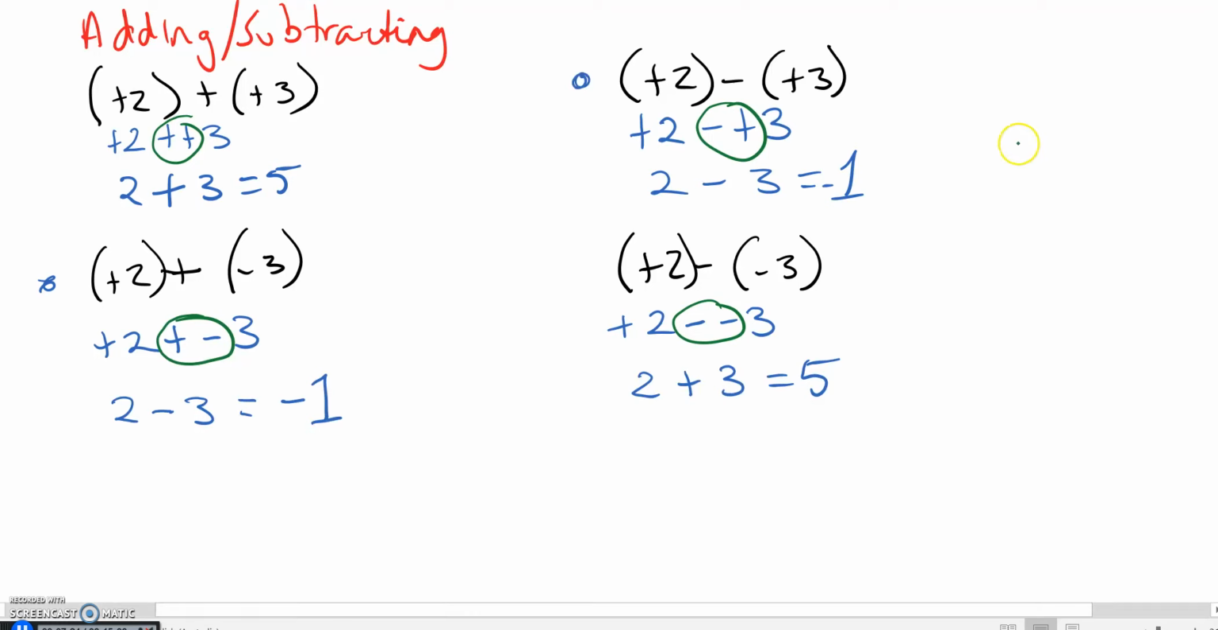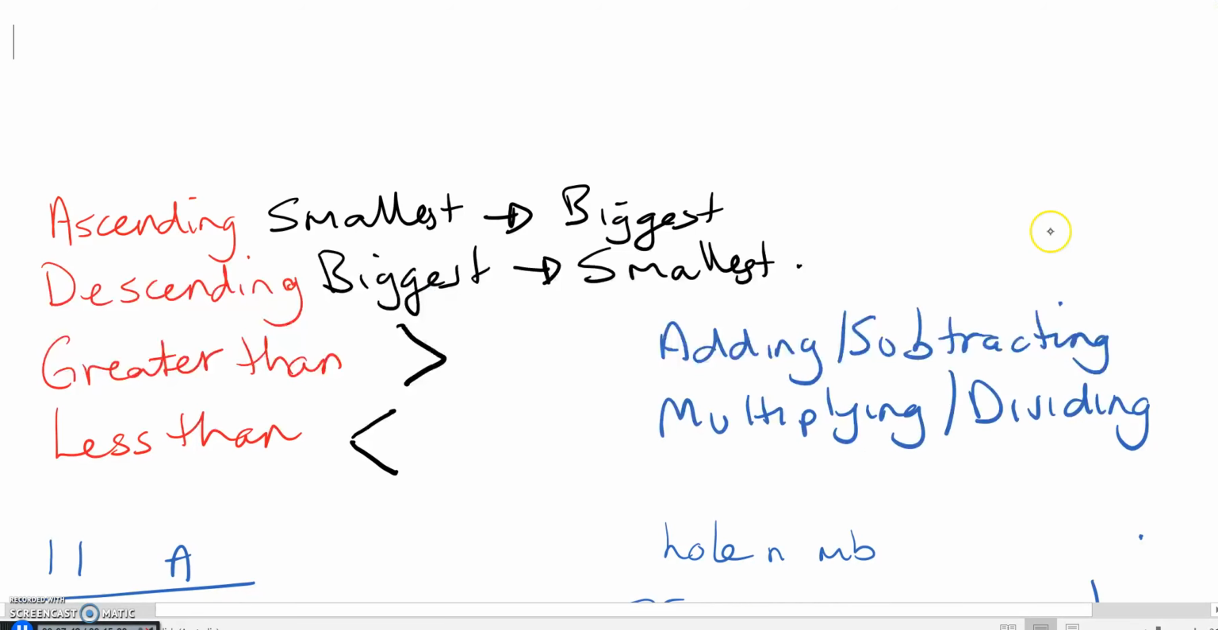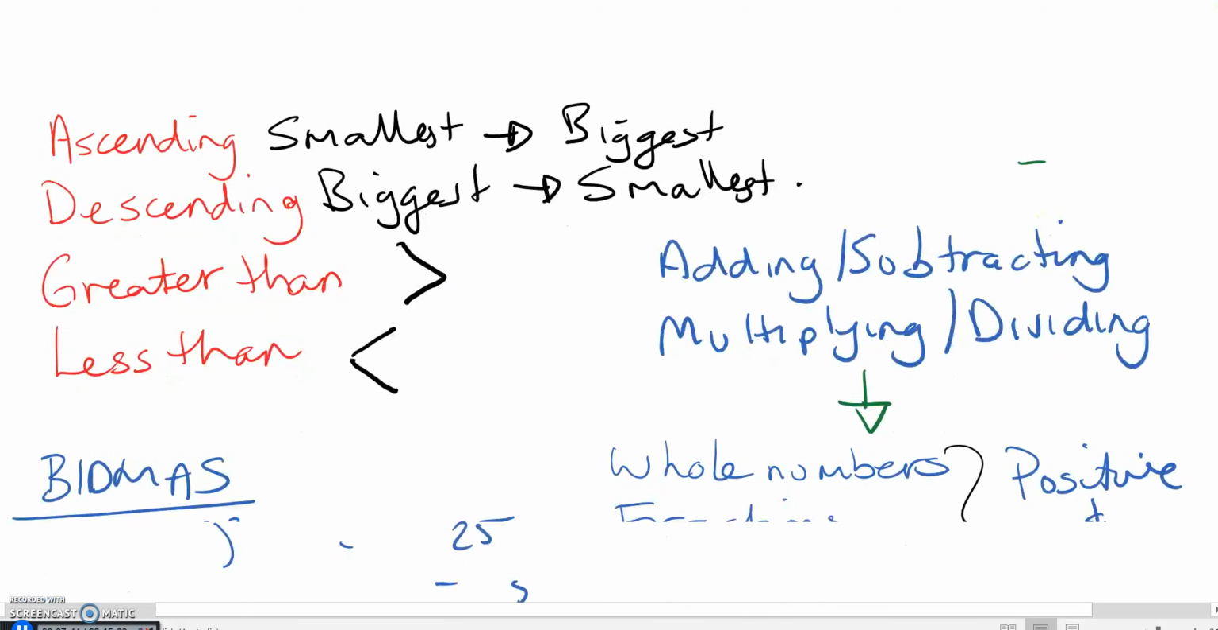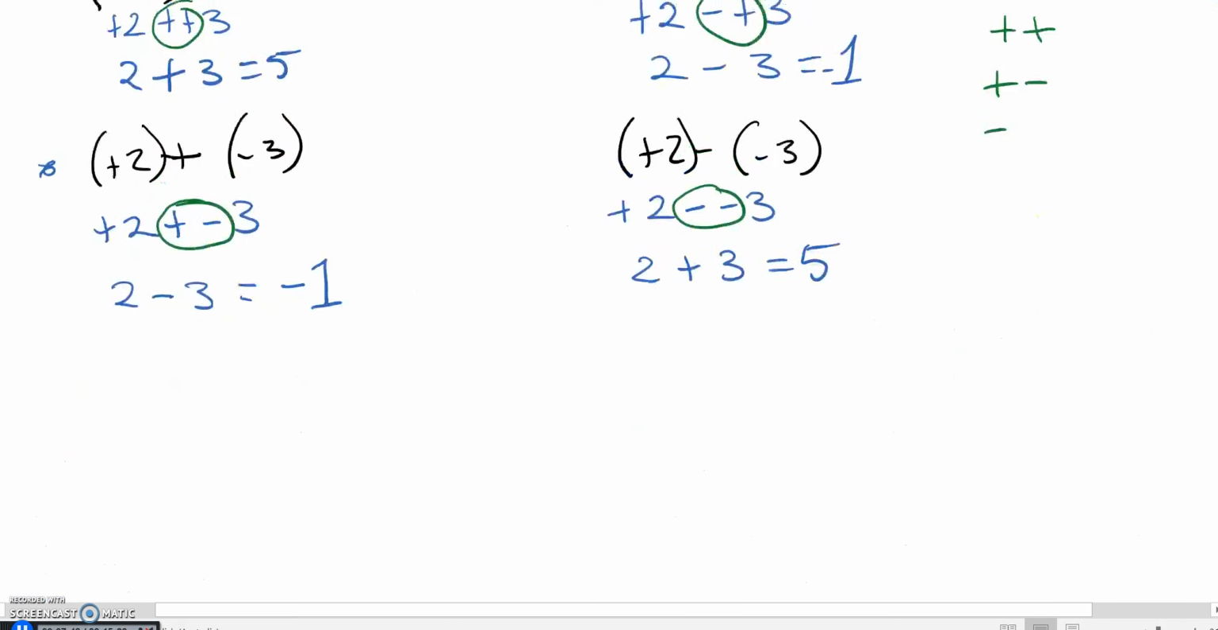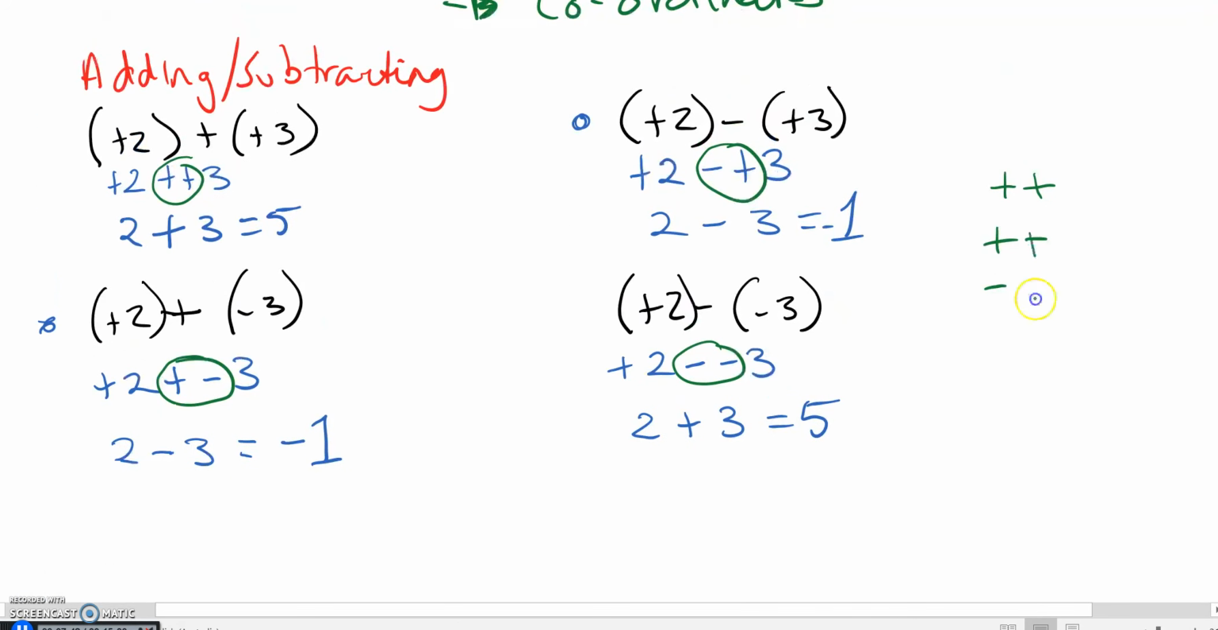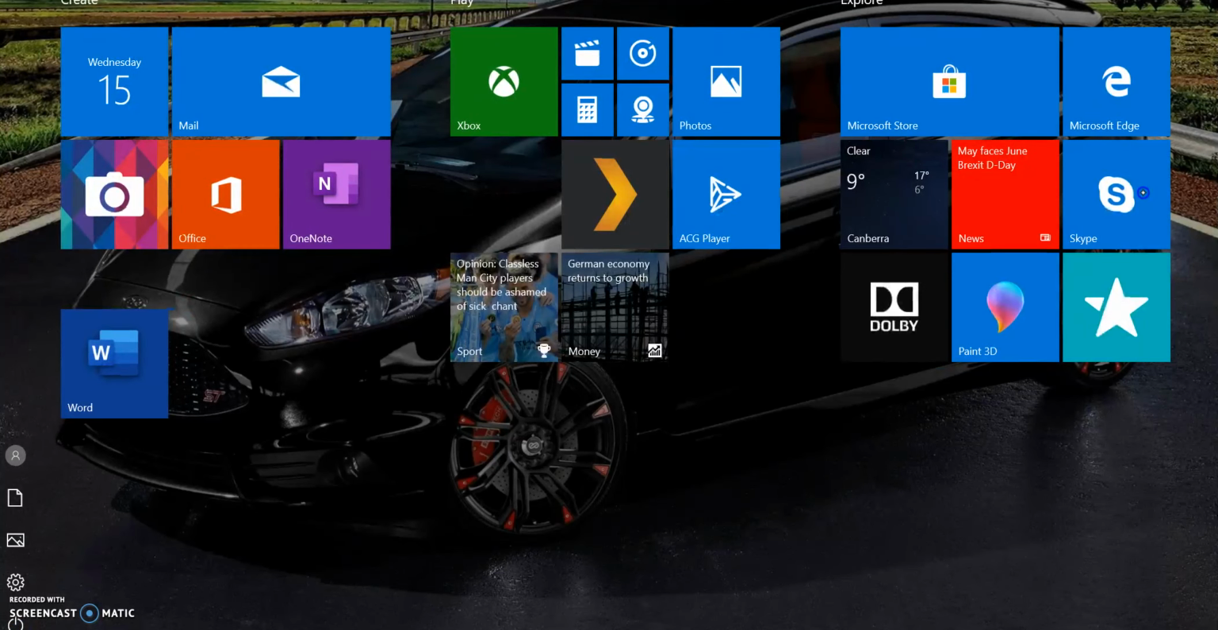Just a bit of a reminder, when we have a plus with a plus next to each other, when we have a plus and a minus next to each other, or a minus and a plus, or a minus and a minus, they will change to become plus and plus. If they're the same, it remains as a plus.